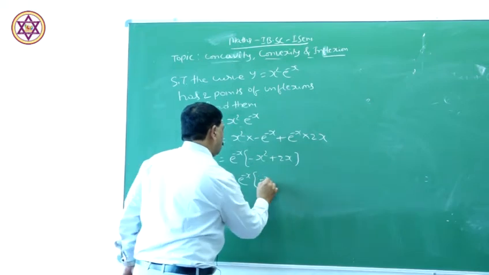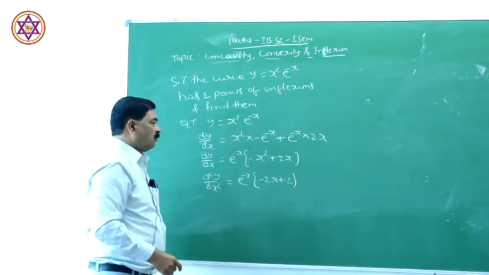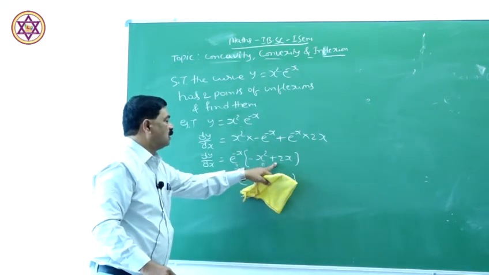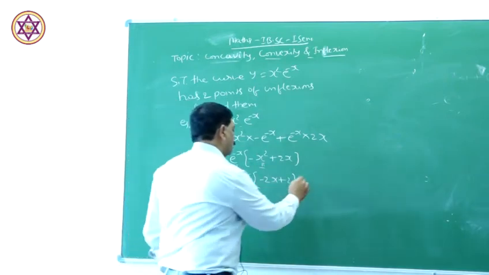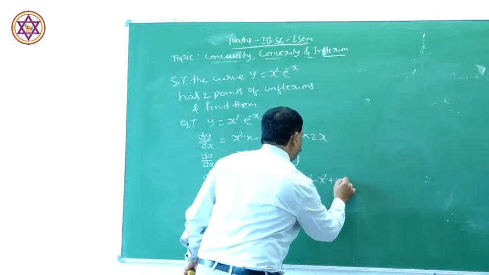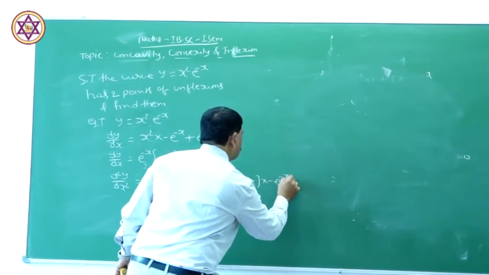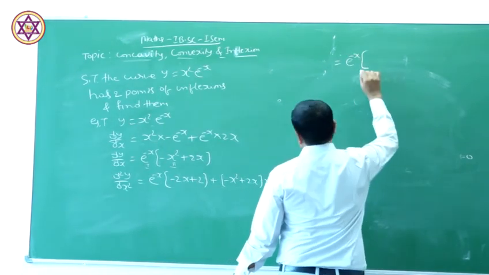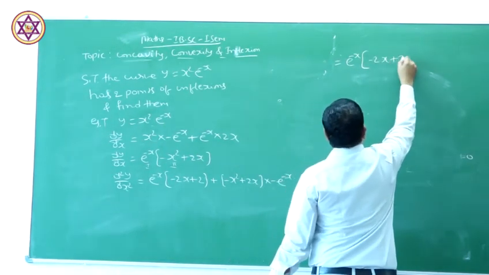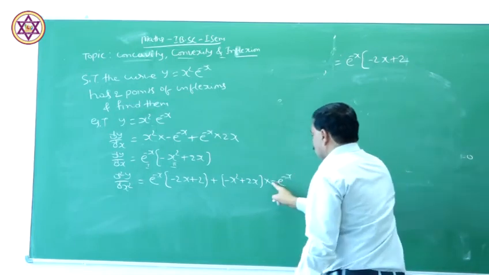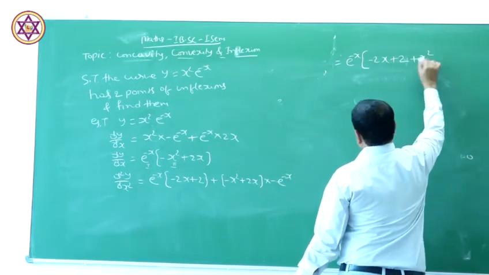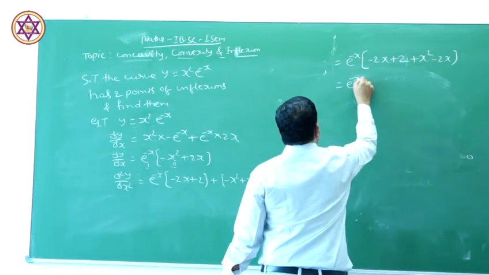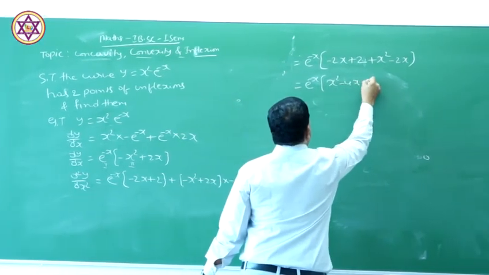Again differentiate, using product of first function into derivative of second, minus 2x plus 2 into 1 times e power minus x. Next second function into derivative of first. From these two terms, if you take e power minus x common, we get minus x plus 2, multiply this one, minus into minus plus x squared minus 2x. So e power minus x, x squared minus 4x plus 2.